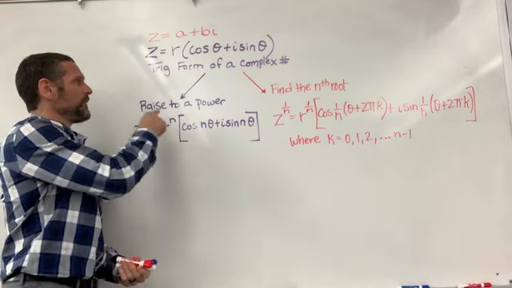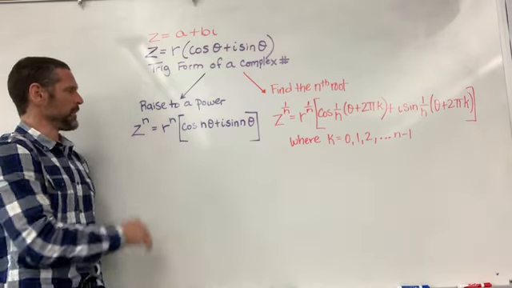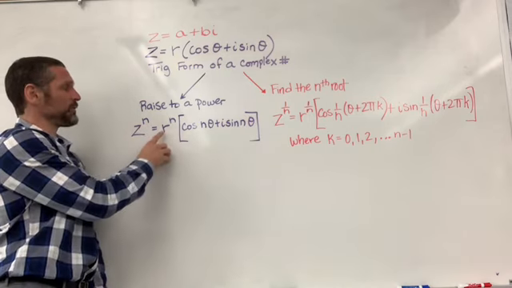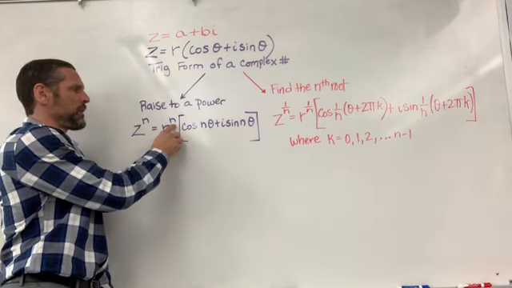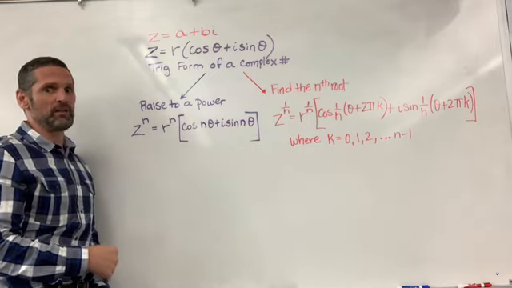If you want to raise that to a power, you're going to use de Moivre's theorem, which says z, the complex number, raised to the power n, is equal to the modulus raised to that same power, and look what happens to n. It becomes the coefficient of your angle.